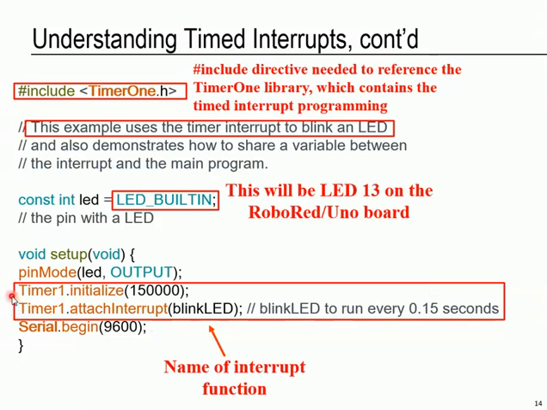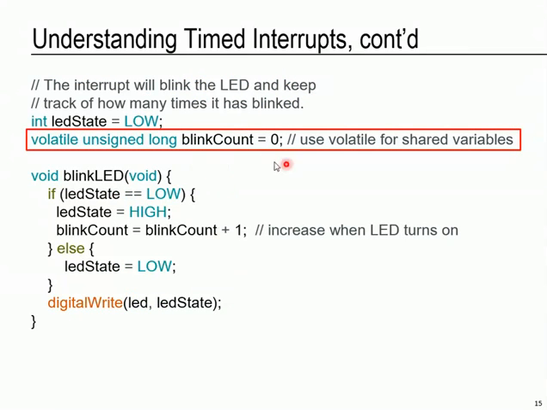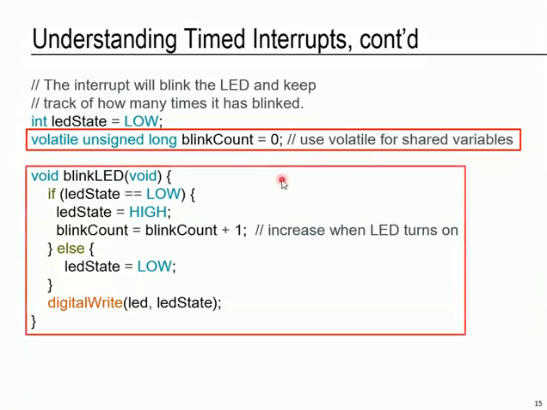Looking at these two lines of code here, what's happening is Timer1 is initialized with this value. We're saying 150,000. Again, that's microseconds. Next, we're saying Timer1 is attached to an interrupt function called blinkLED. That is the name of the interrupt function, which we'll see on the next slide. Here's a volatile keyword again. And here is the blinkLED function. This is the one that will execute every time that timer runs out.